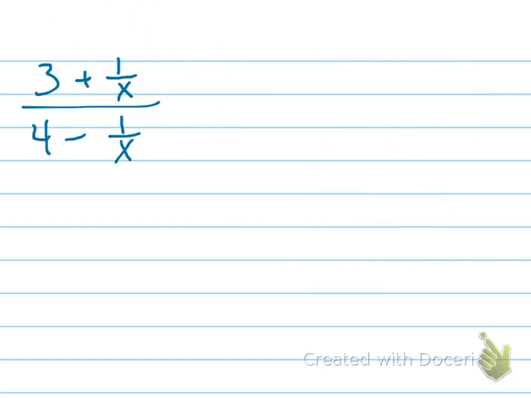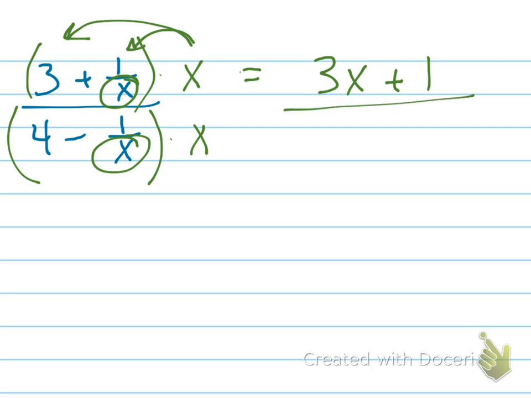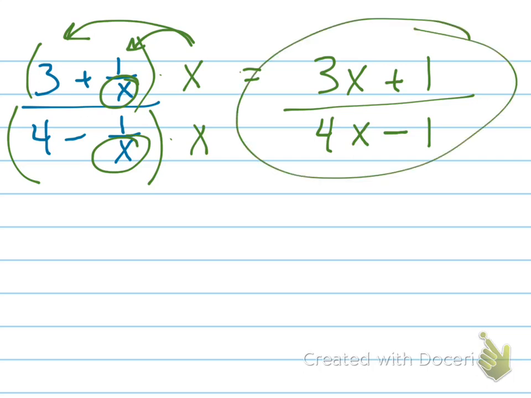Let's try one more. What's the least common denominator here? You can see that it's x. So if I multiply the top and the bottom by x, again I'm going to distribute it in. I'm going to get 3x plus 1 on the top, and on the bottom I'm going to get 4x minus 1. And there's nothing I can do to this to simplify it, so I'm done.